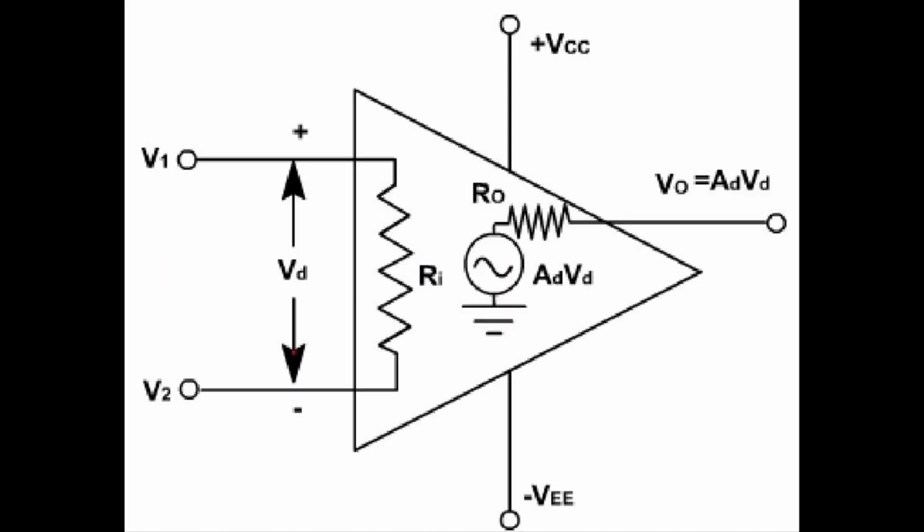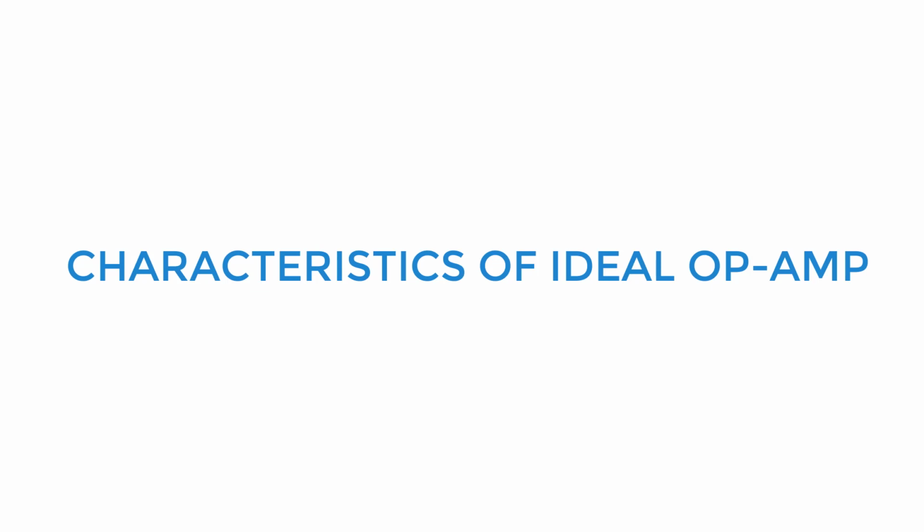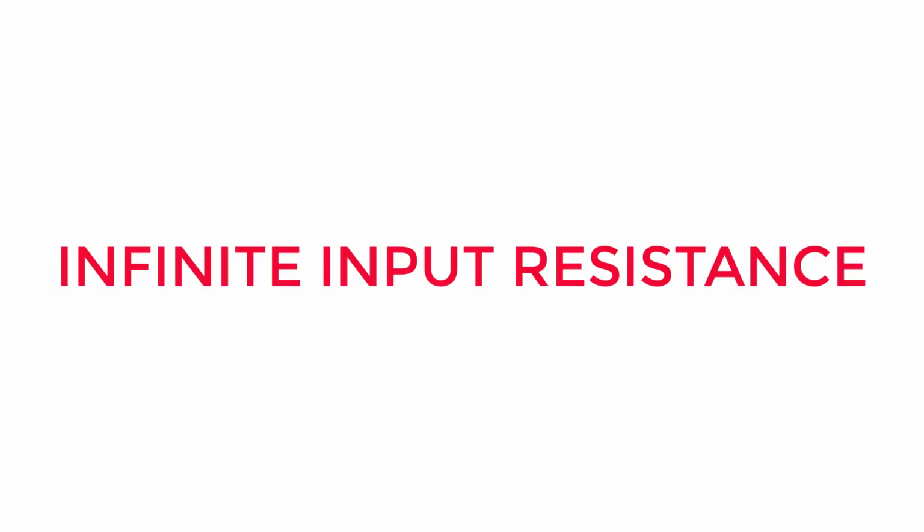The equivalent circuit of the ideal op-amp looks like this in the figure. Ri represents the input impedance of the op-amp and Ro represents the output impedance of the op-amp. We already know that output voltage equals the open loop gain multiplied by the difference in the input voltages V1 and V2. Now we will see the characteristics of ideal op-amp.